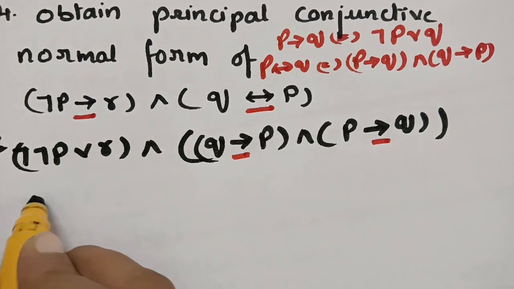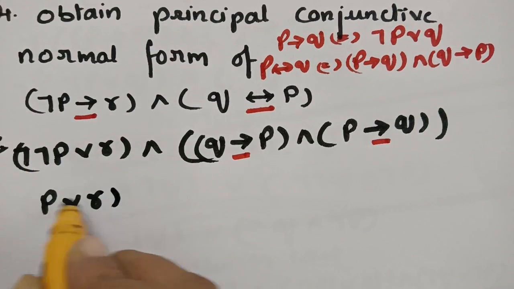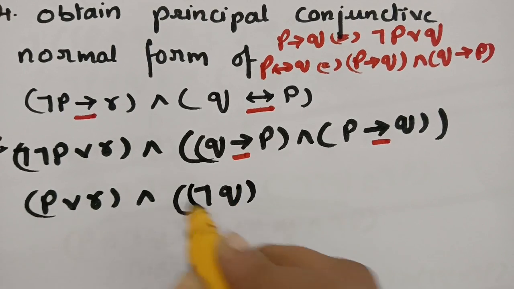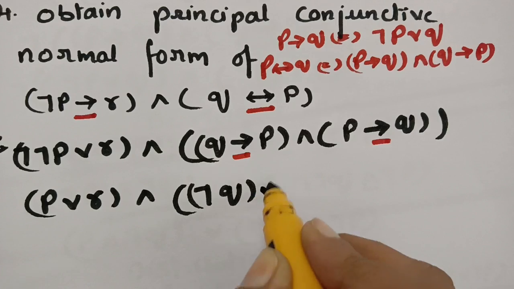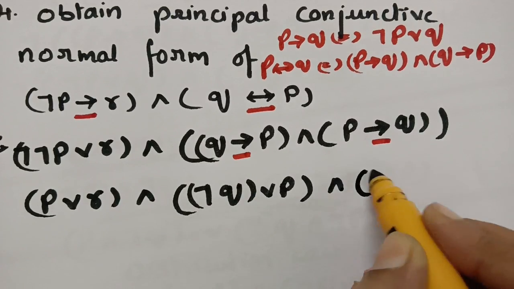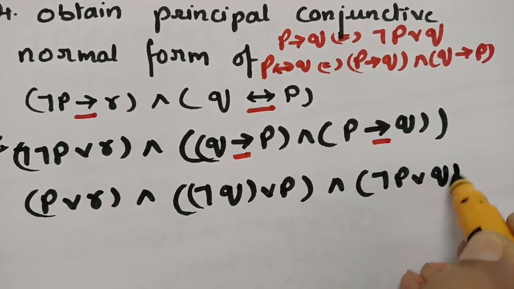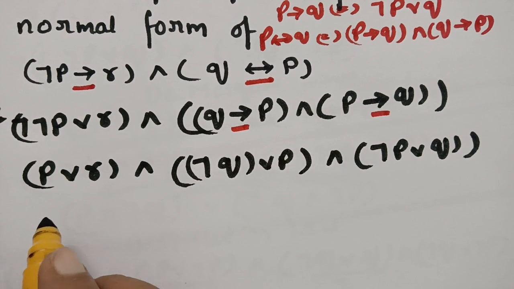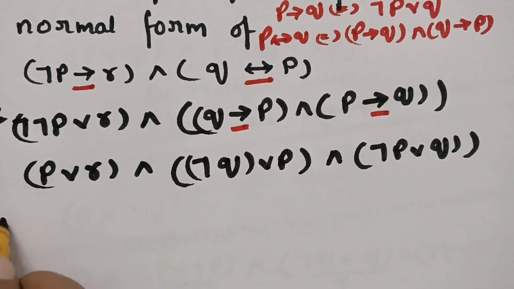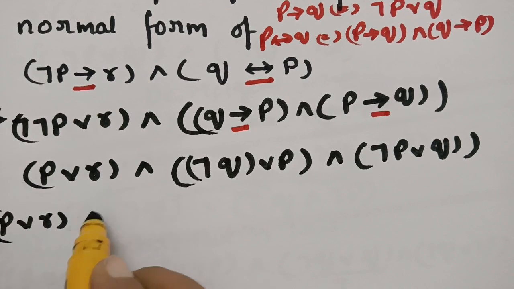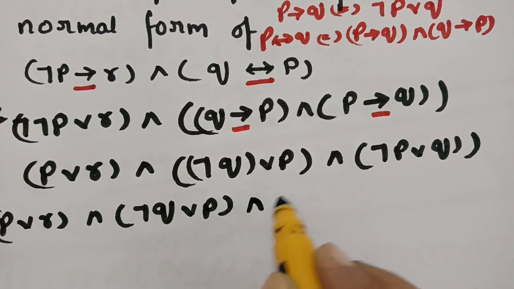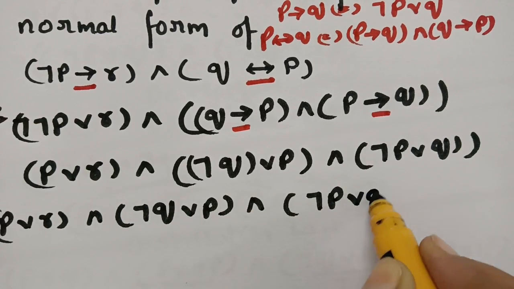So negation of negation, this is P or R, and for this it is negation Q or P, and this is negation P or Q. Clear? And therefore this can be written as negation P. So this is P or R, and this is negation Q or P, and this is negation P or Q.